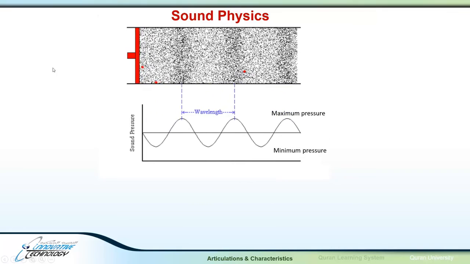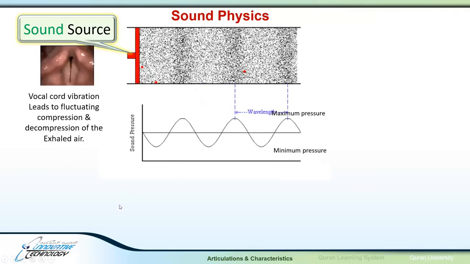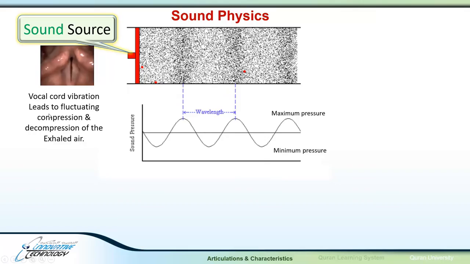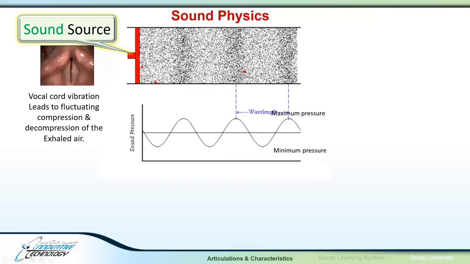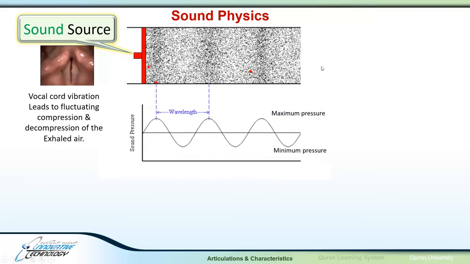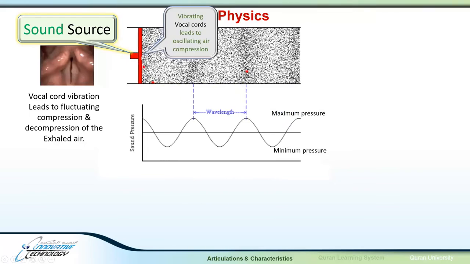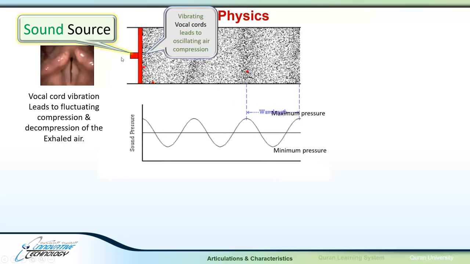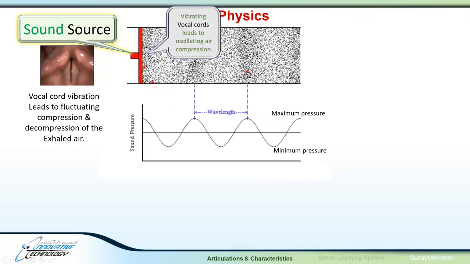Now, in the case of humans, the source of this sound is basically the vibration of the vocal cords, and that vibration of the vocal cords causes fluctuating compression and decompression of the exhaled air particles as they pass beyond the vocal cords towards the outside. Here we see the vibration of the vocal cords to the right and left oscillating, which in turn leads to oscillation in the air compression in front of it.